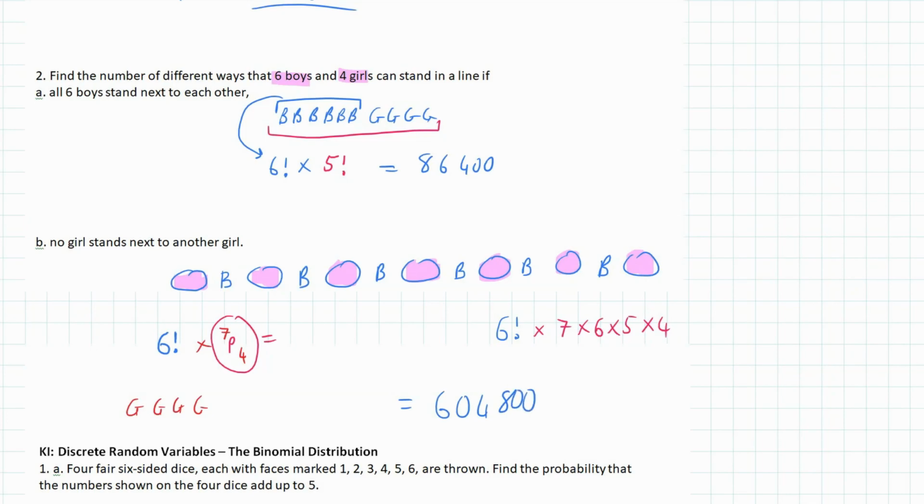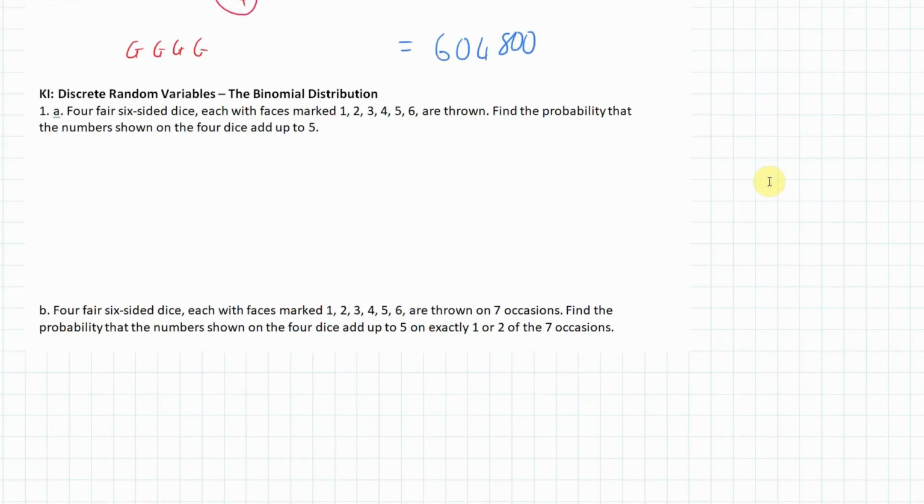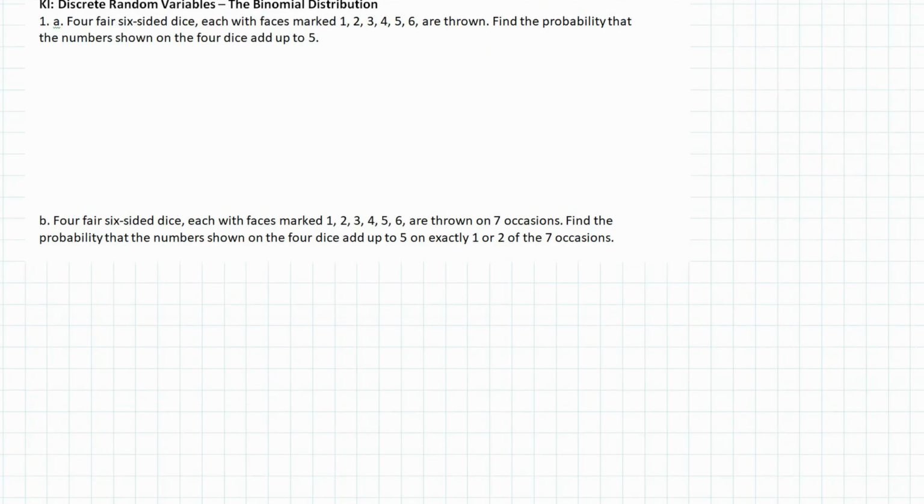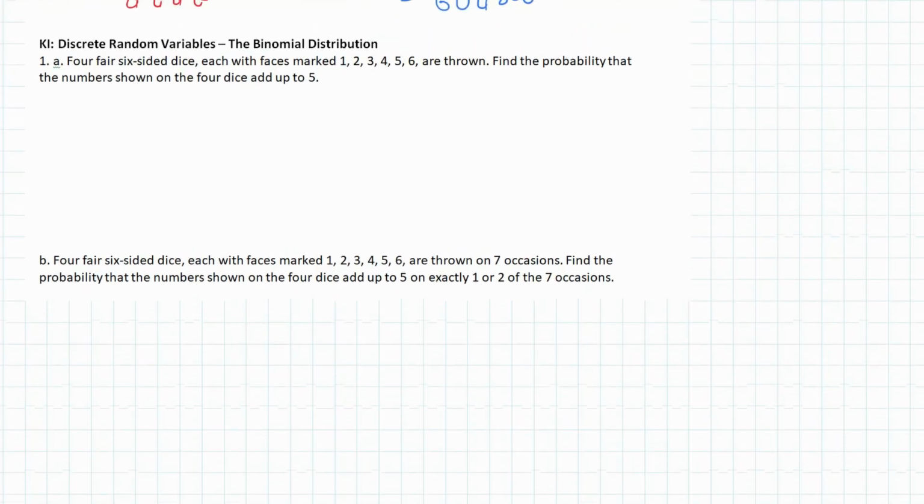Okay. Now moving on, we've got a discrete random variable binomial question. So the old binomials. We have 4 fair six-sided dice, 4 dice, and they're marked with 1, 2, 3, 4, 5, 6. Find the probability that the numbers shown on the 4 dice add up to 5. Okay, how are we going to get that to happen? Well, what are the options here?